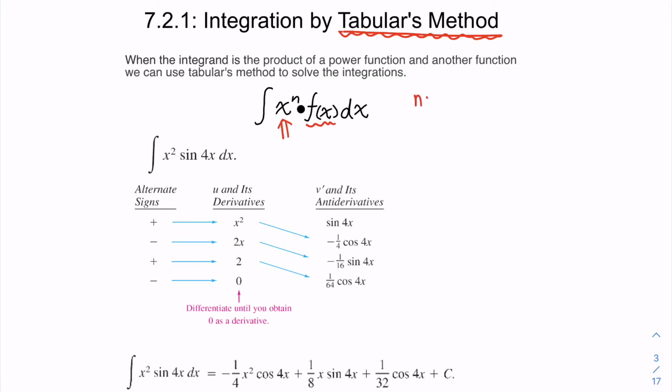N here has to be a positive whole number. In this case, we can use the tabular method. I'm going to show you how we solve example 1.